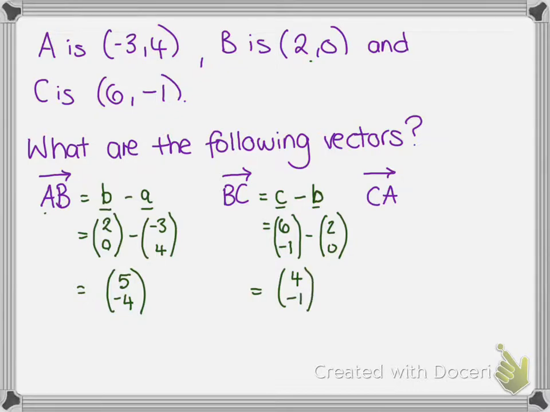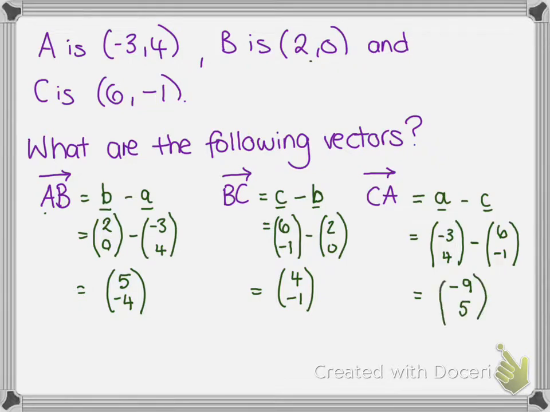Lastly, if I want to work out the components of CA, I would be doing A take away C. So my components of position vector A are negative 3, 4, and my components of position vector C are 6, negative 1. Negative 3 take away 6 is negative 9, and then 4 take away negative 1 is 5.